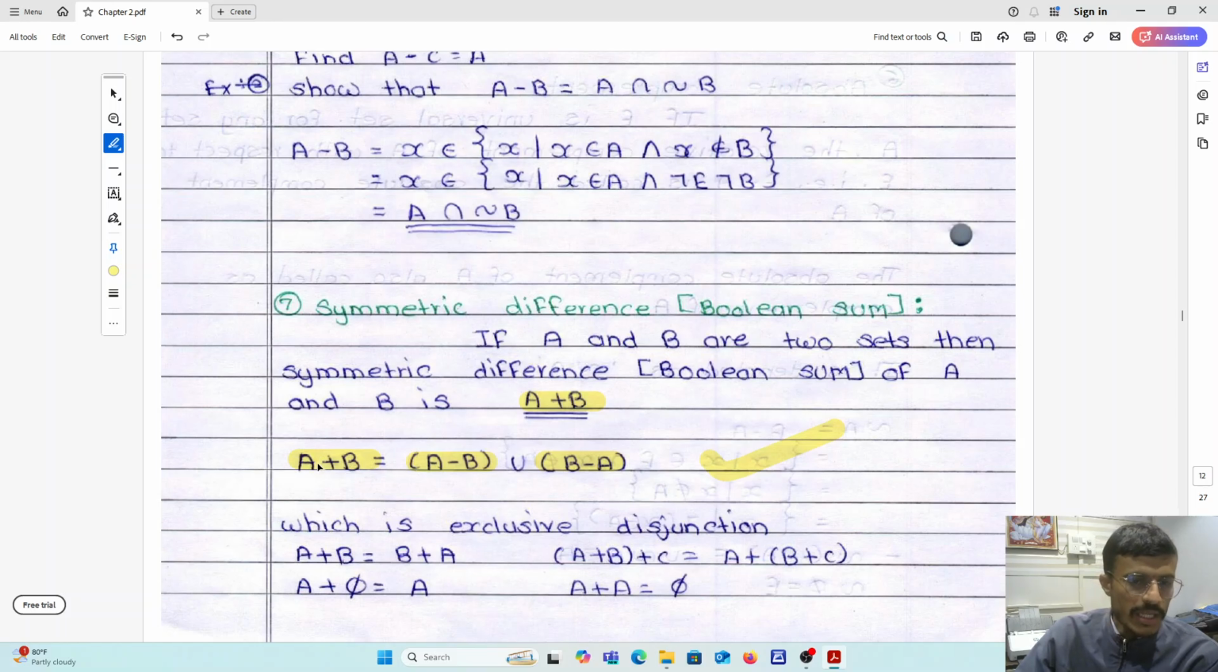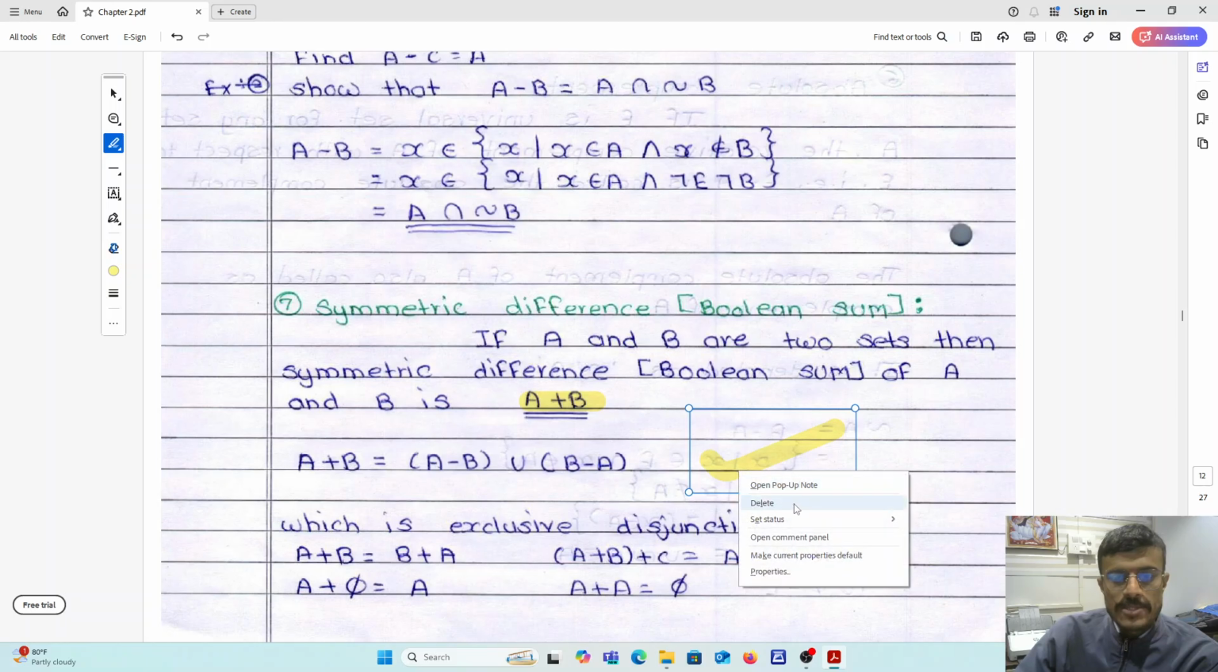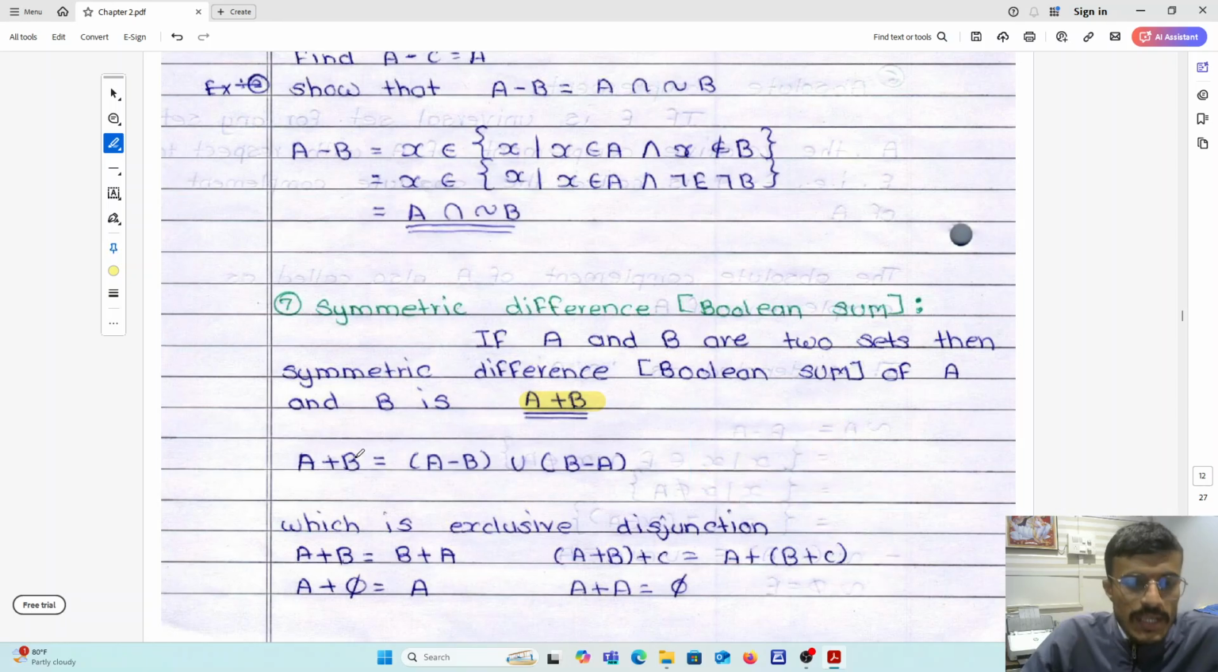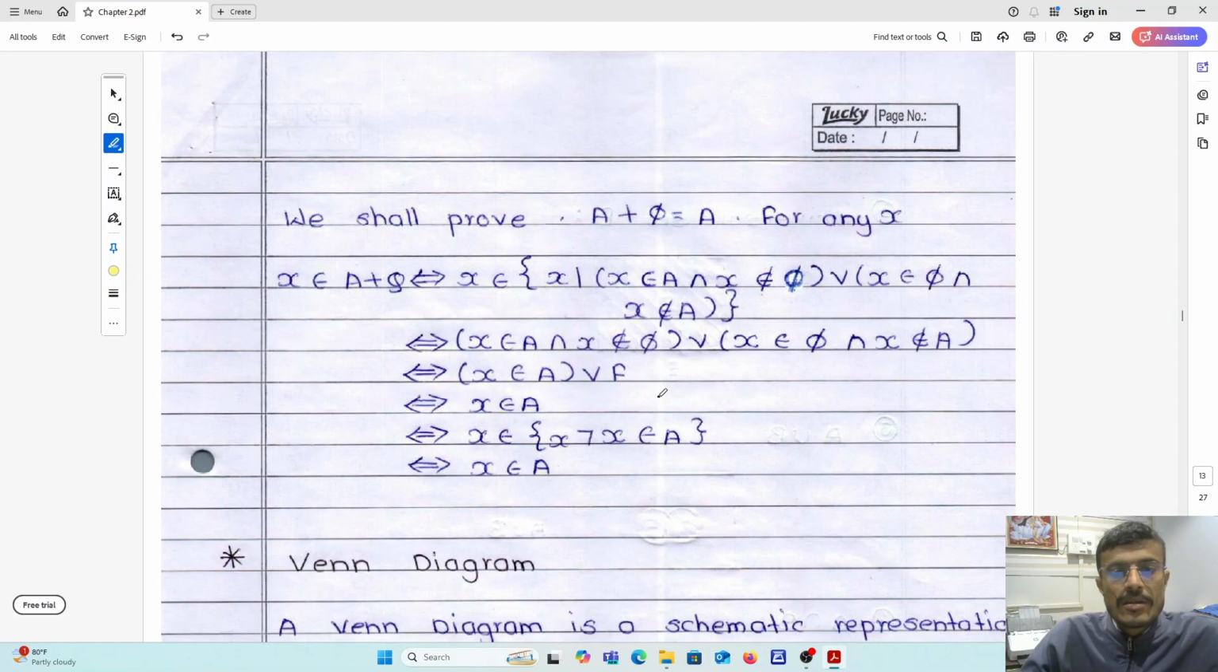I'm once again repeating, A plus B is the symmetric difference or Boolean sum, which is the relative complement of B in A union the relative complement of A in B. Fine. So you can go through this one also.